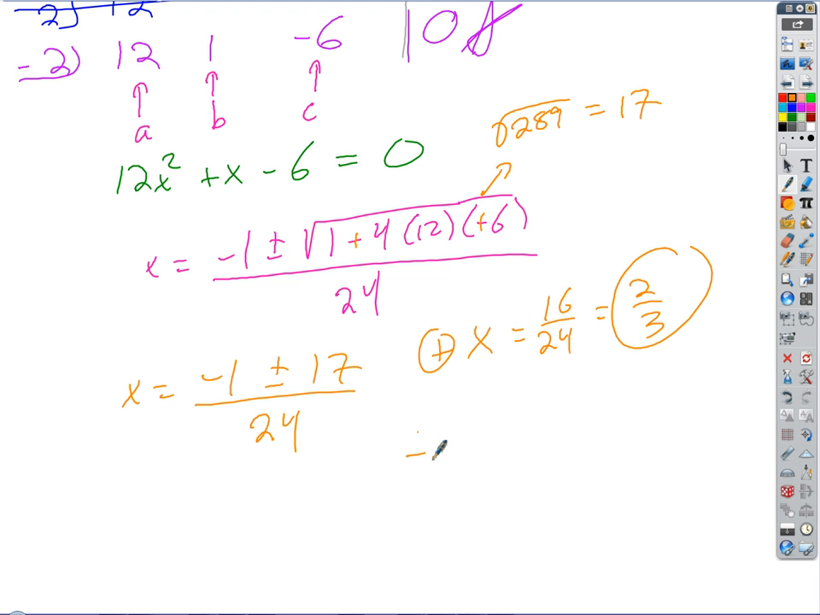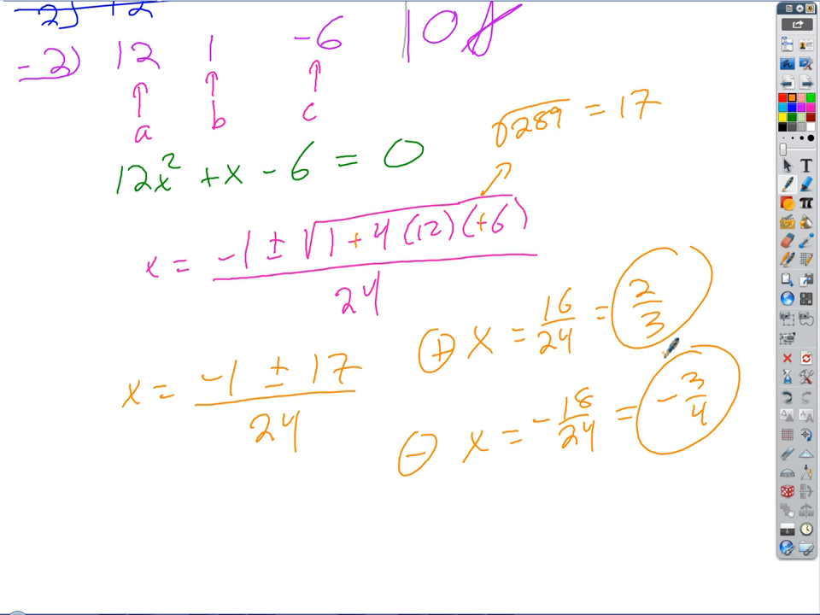If we take the minus sign, we get negative 1 minus 17, which is negative 18 over 24. So what's that reduced to? 3 over 4, because 6 goes into 18 3 times, and goes into 24 4 times.